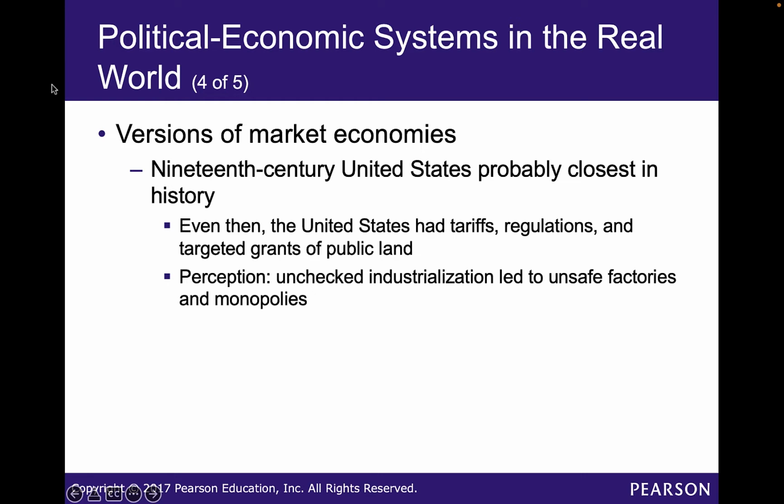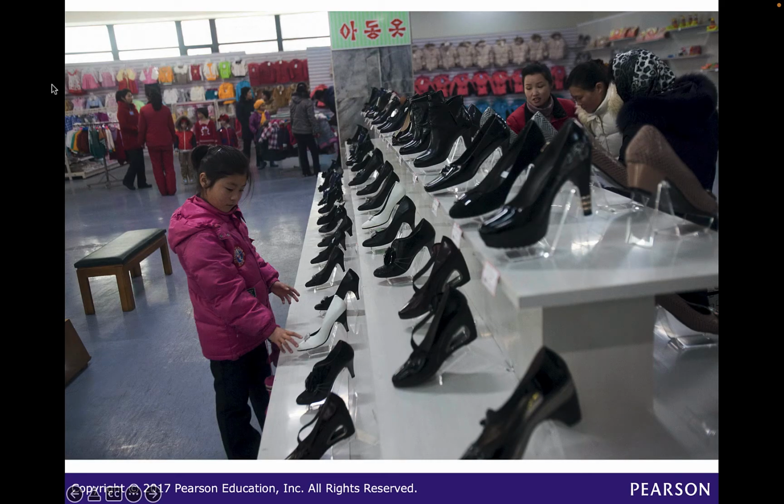Upton Sinclair's The Jungle talked about some of the things that happened in factories where workers were being injured and you had child labor. You had people not making a lot of money. So there's kind of an agreement that at the very minimum, you need the government to be involved to mitigate some of these factors here.